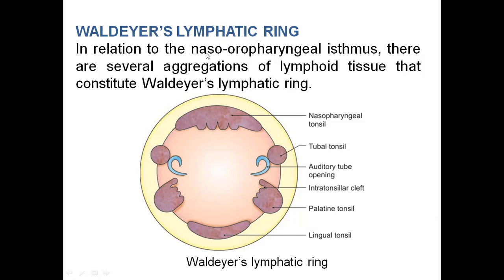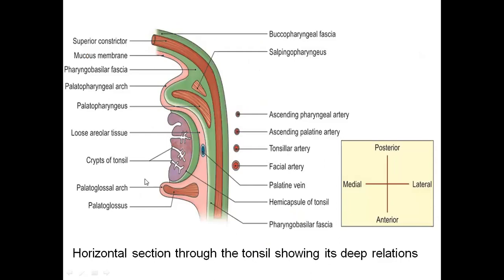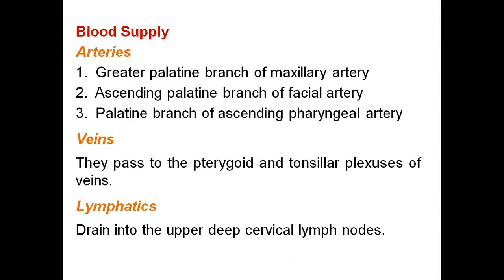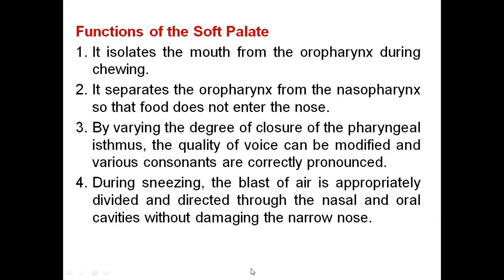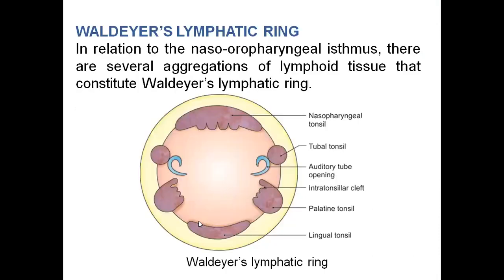In relation to the naso-oropharyngeal isthmus, there are several aggregations of lymphoid tissue that constitute Waldeyer's lymphatic ring. Now, after that, let us discuss the tonsil. So, where do we see the tonsil? Inside the oral cavity, we have two tonsils, right? Like the palatine tonsils.